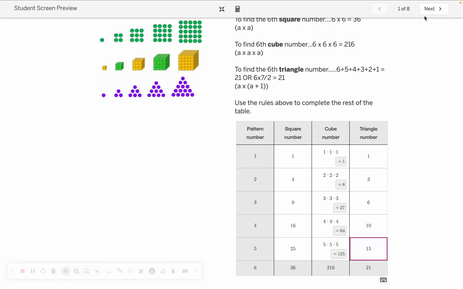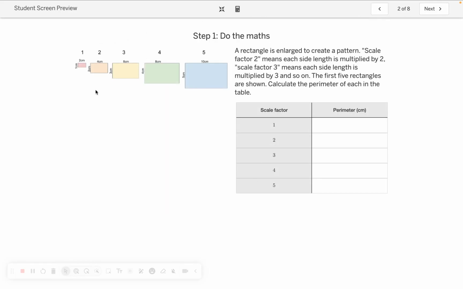Okay. Now, one of our main tasks for today is to look at how the length and the width of a rectangle relates to the scale factor, and how that relates to the perimeter as well when we change the scale factor. So what does scale factor basically mean in the first place? It's basically enlarging the rectangle by a certain size.